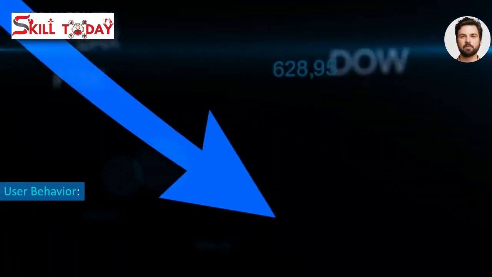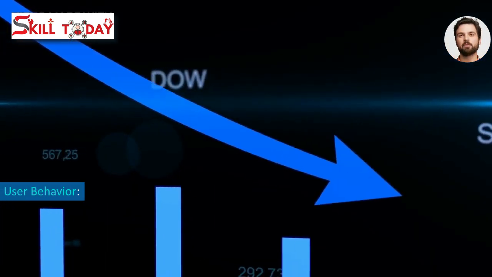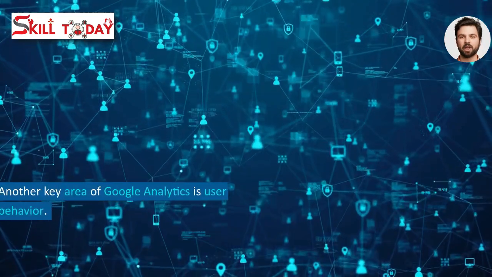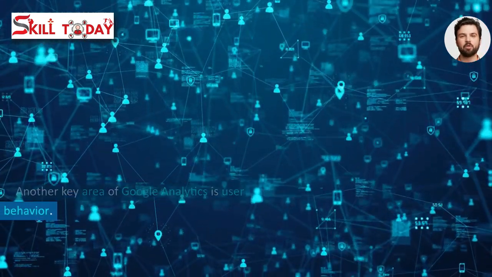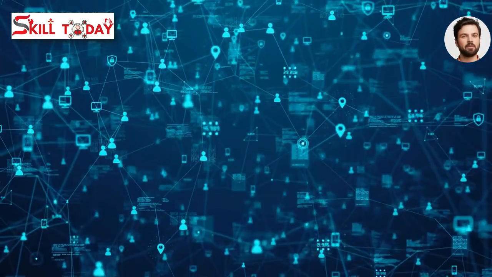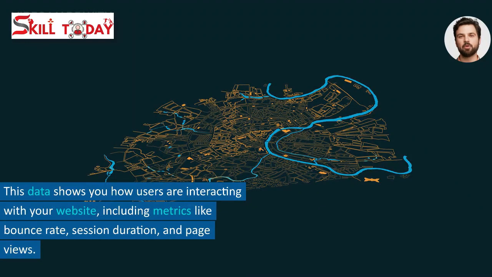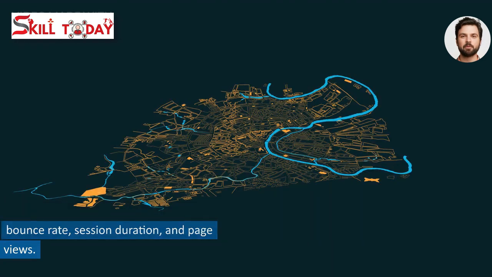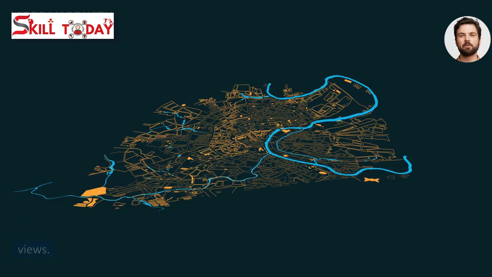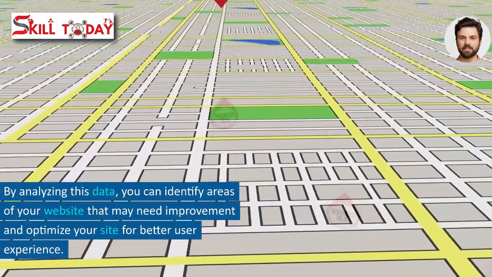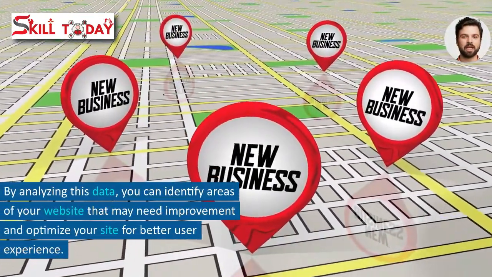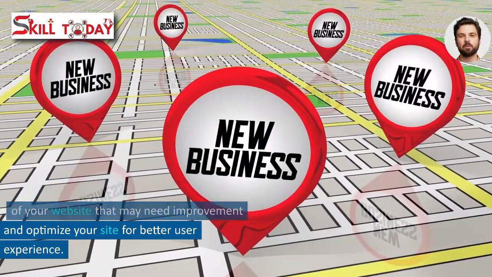User behavior. Another key area of Google Analytics is user behavior. This data shows you how users are interacting with your website, including metrics like bounce rate, session duration, and page views. By analyzing this data, you can identify areas of your website that may need improvement and optimize your site for better user experience.